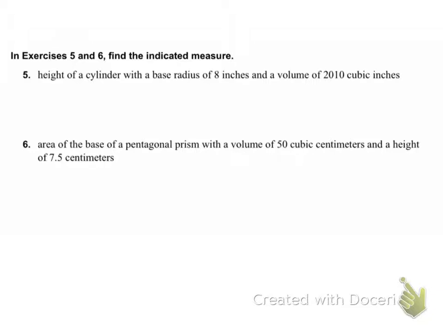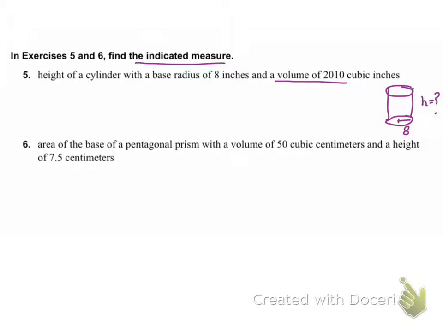Height. They say find the indicated measure. Height of the cylinder with a base radius of 8 inches, and the volume is given. If you just imagine that's a cylinder here, you have to find the height. You don't know how much that is, but they gave you the base radius is 8, and they gave you the volume, and the volume is this.